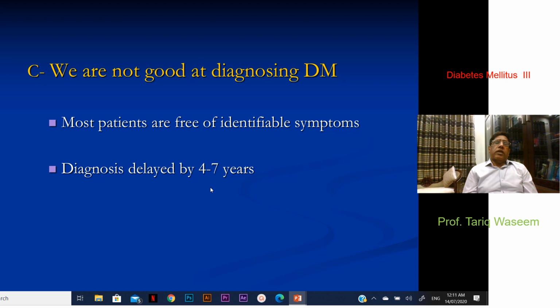Another lesson which we possibly learned is that we are not good at diagnosing diabetes mellitus. Most of the patients, since they don't have any symptoms, are probably diagnosed 4 to 7 years down the lane, after the diabetes has already hit them badly and has already caused some target organ damage.